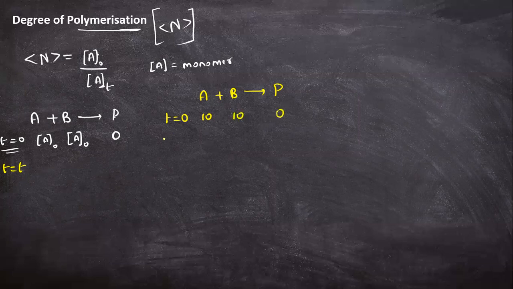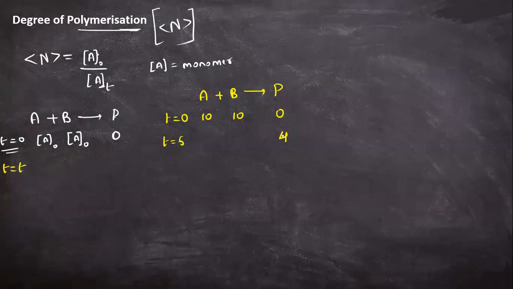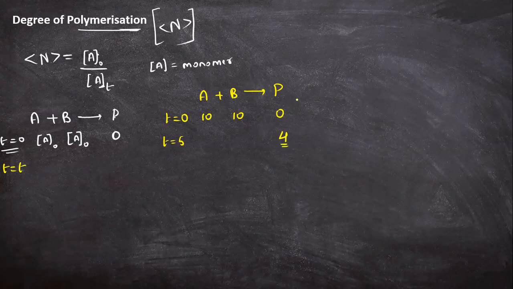After 5 minutes, let me consider what happens. The concentration of polymer means some reaction has happened. Let me consider the polymer concentration as 4 mole per liter. If 4 mole per liter of polymer has been formed, then it will be 10 minus 4. From 10, the concentration of A, 4 mole per liter of A is converted to polymer.